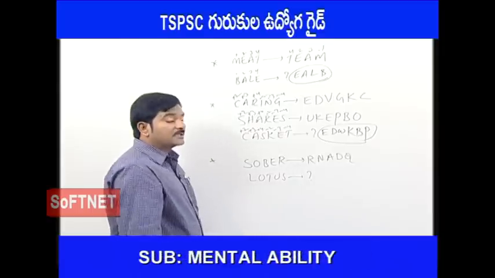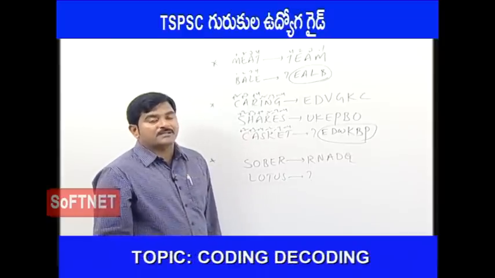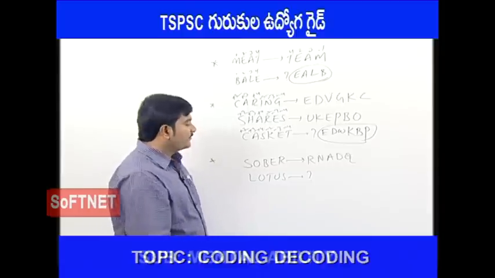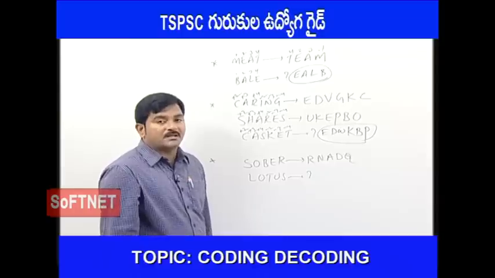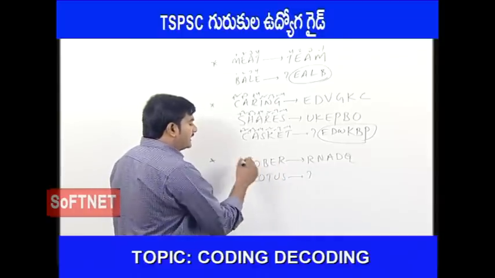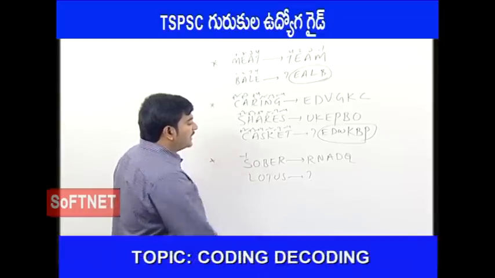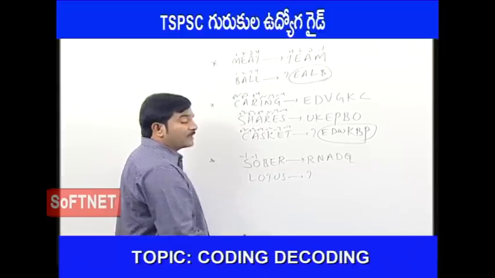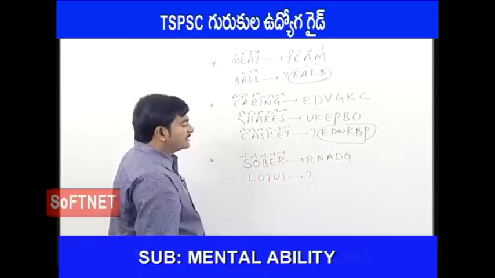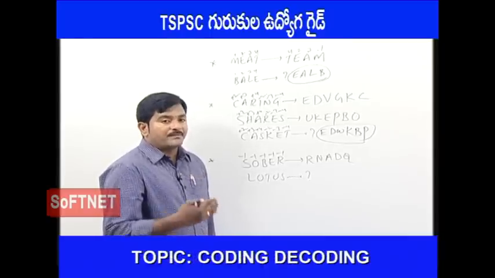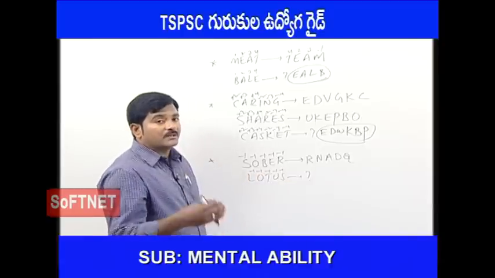In a certain code language, sober is written as RNADQ. Then what is the code for the given word lotus? If you observe here, S means 19, whereas R means 18. 19 has become 18, reduced by one. Similarly, O means 15, N means 14, 15 has become 14, again -1. B means 2, which became 1, 5 became 4, 18 became 17. The concept involved in this question is -1 -1 -1 and so on. To get the answer for the required word, we have to subtract 1 from all the letters.